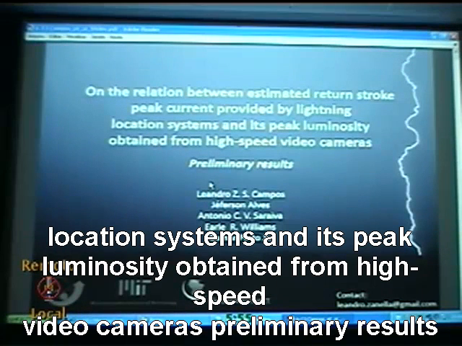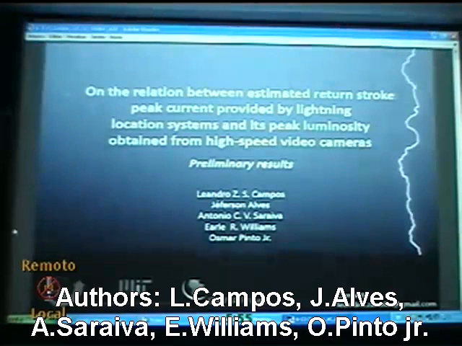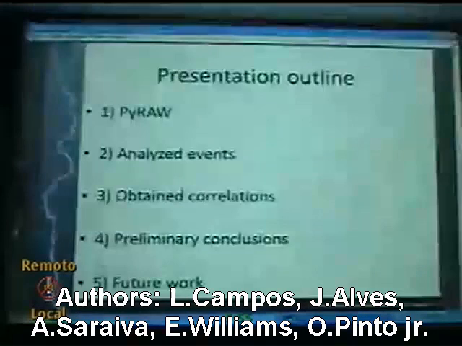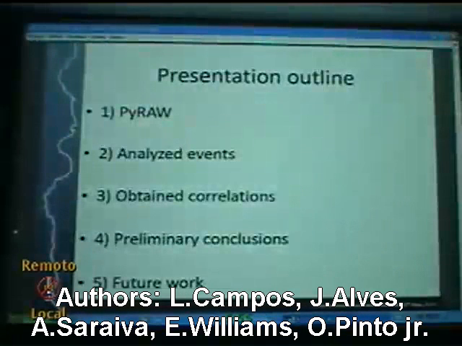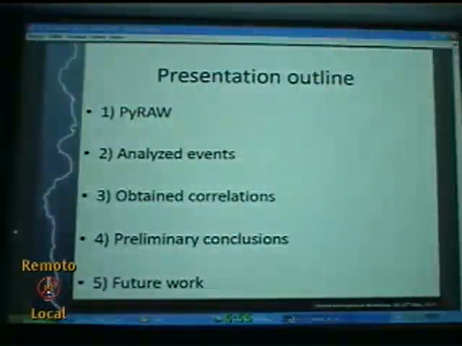Systems and its relationship to the peak luminosity obtained from high-speed video cameras. And it's just the preliminary results, with an emphasis on preliminary. Okay, so I'm going to talk about PyRAW, which is a tool we are developing to make this kind of analysis. I'm going to present very briefly the events that we chose for this preliminary analysis, some of the obtained correlations, the preliminary conclusions, and the future work that we are planning to do in the next month.